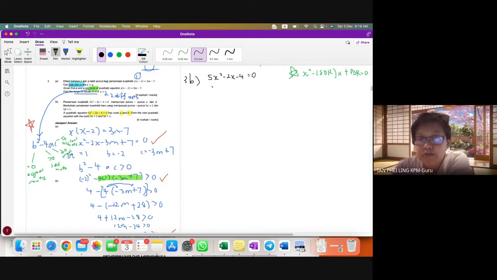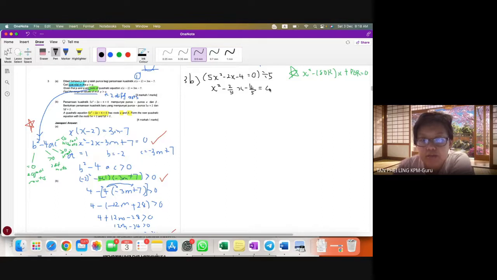So this one we have to make it become x squared first. Which means the whole equation divide by 5. How to make 5x squared become x squared? The whole equation divide by 5. So you get, let me make it shorter, x squared, then this one become minus 2 over 5x, then this one become minus 4 over 5 equals to 0.